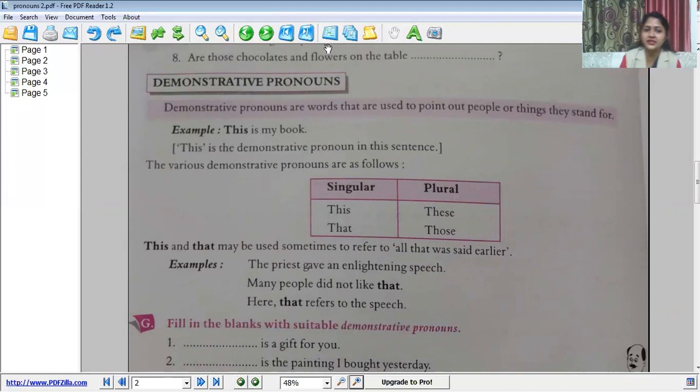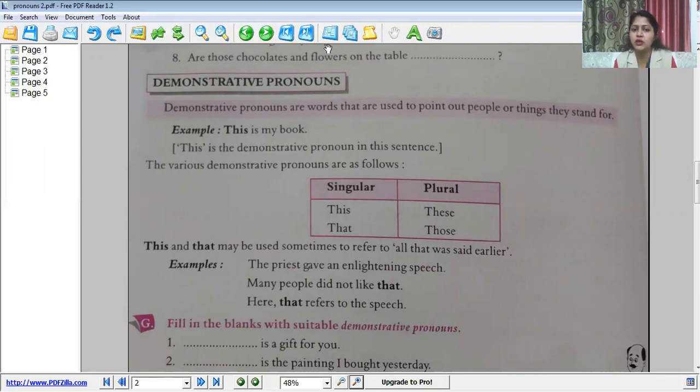Let me give you an example. This is my book. Okay. Now see this. This is my book. That, pointing out something else. These, those. Again, what I have done is I have pointed out, children. Now, this is my book. This is the demonstrative pronoun in this sentence.